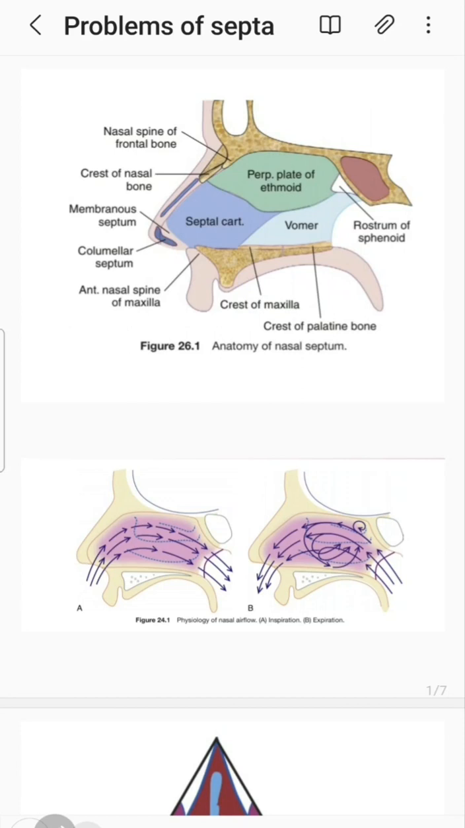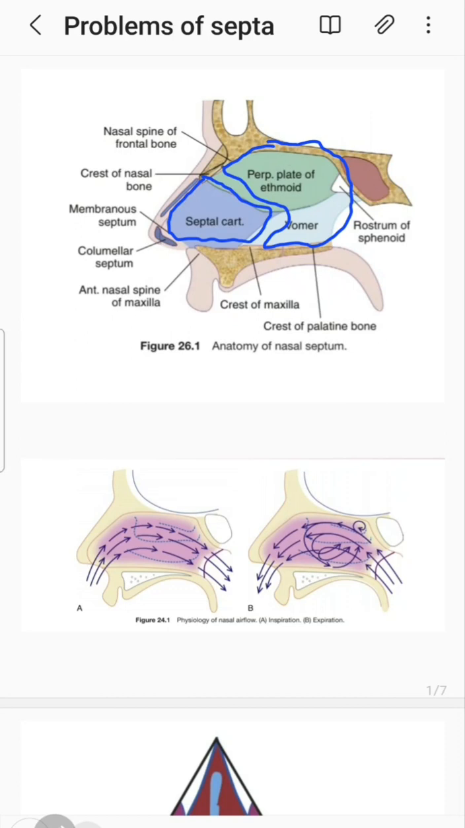The nasal septum has a cartilaginous part, which is this part, and it has a bony part, which is this part. Above this cartilaginous part, we have a layer of mucoperichondrium, and above this bony part, we have the mucosa, which is basically called the mucoperiosteum.